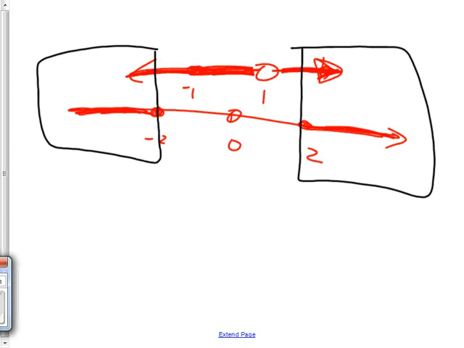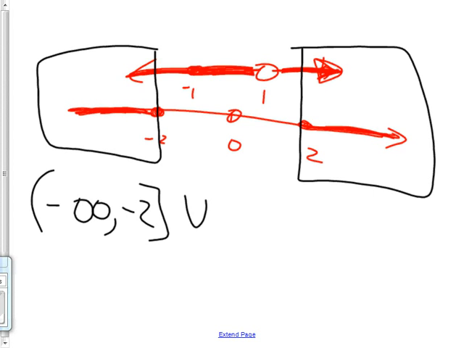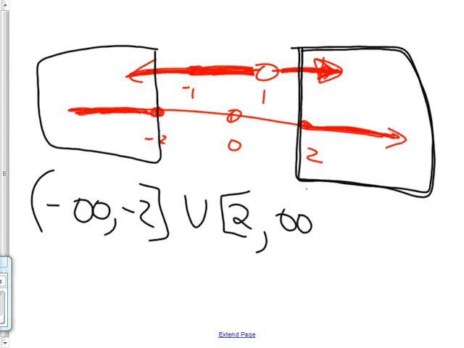All right, so this is where this thing overlaps. So I would say it was from negative infinity up to -2, and it worked at -2, union with, the next spot it overlaps starts over here. And it overlaps from 2, and it works at 2 to infinity. There's my domain of those two number lines.